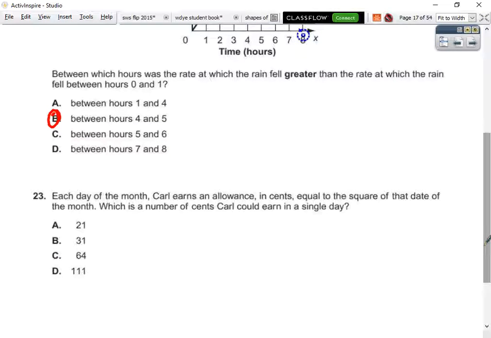Each day of the month, Carl earns an allowance. That was my dad's name, Carl. In cents equal to the square of the date of the month. Which is the number of cents Carl would earn in a single day? So we're looking for a square number. There's only one square number, and that's 64.